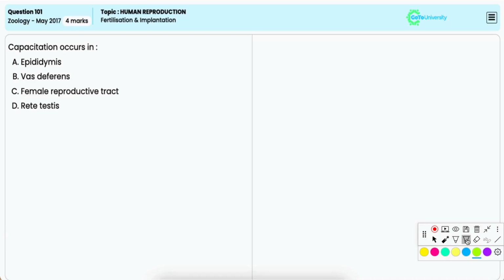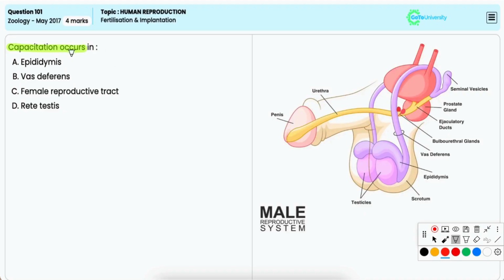In this question, you have to identify the location or the site where capacitation of sperm occurs. Option A, epididymis. This is incorrect because it is the site where the sperm mature and gain motility.